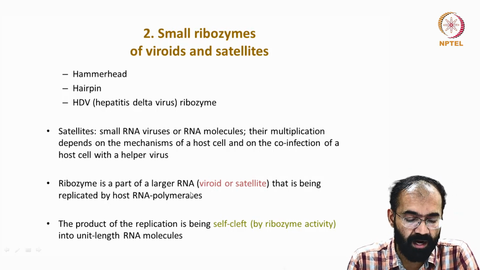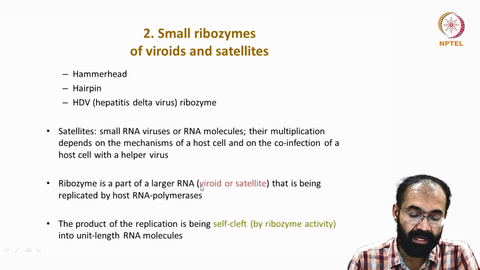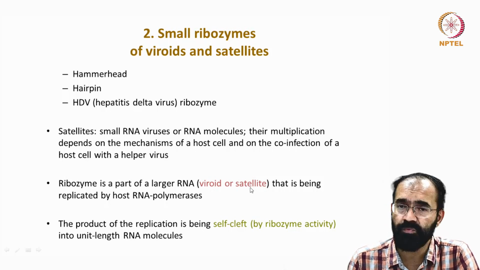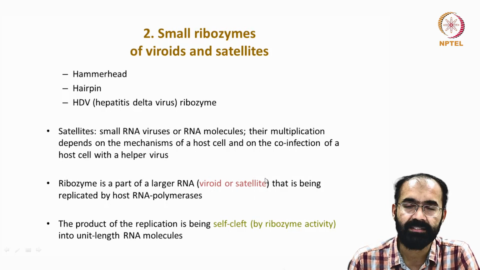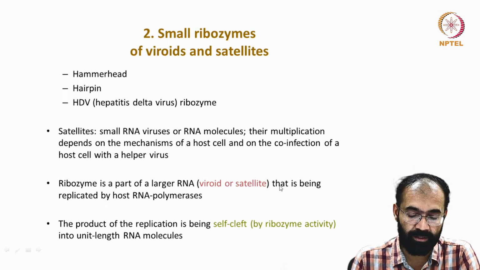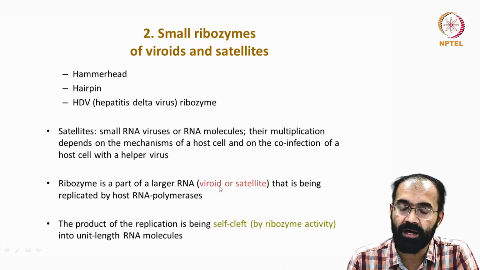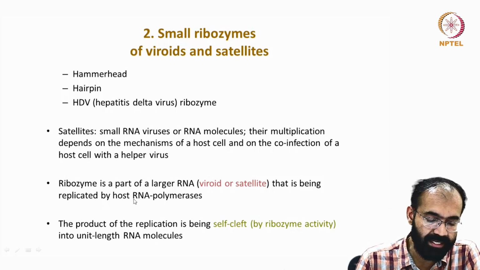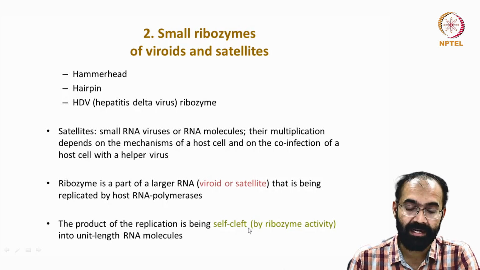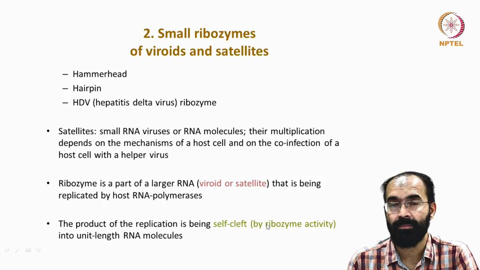A ribozyme is a part of a larger RNA, and we call it a viroid or satellite. Why is it called a viroid? Because it is a harmful sequence. However, it does not have an existence of its own. It requires another pathogen virus to enter the host. So the ribozyme is part of a larger RNA that is replicated by host RNA polymerases. The product of the replication is self-cleaved, that is, by the ribozyme activity.